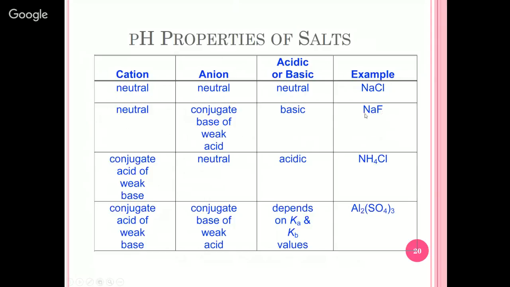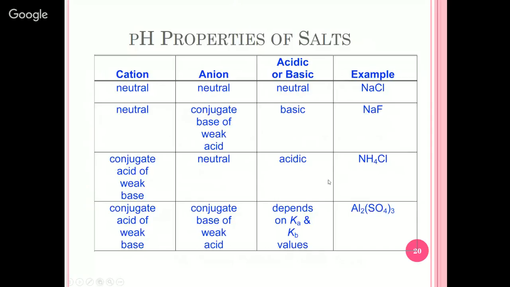ions. An acidic salt would come from the ammonium ion, which came from a weak base. Chloride ion came from a strong acid, so this cannot react with water, but this can. So we would use a Ka, calculate H+, and see that we have an acidic solution.